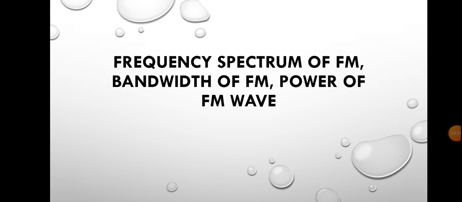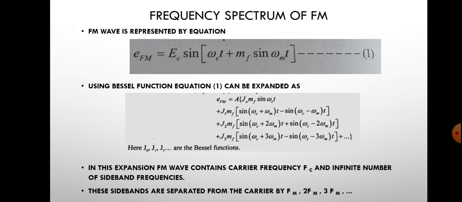Dear students, today we will discuss the frequency spectrum of the FM wave, and also the bandwidth and power of the FM wave. We have gone through frequency modulation. In frequency modulation, the frequency of the carrier is varied in accordance with the amplitude of the modulating signal. So the change will occur in the frequency of the carrier wave.